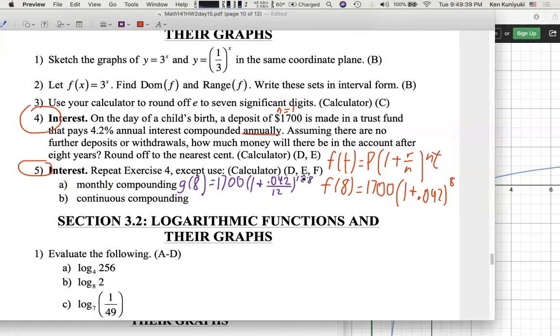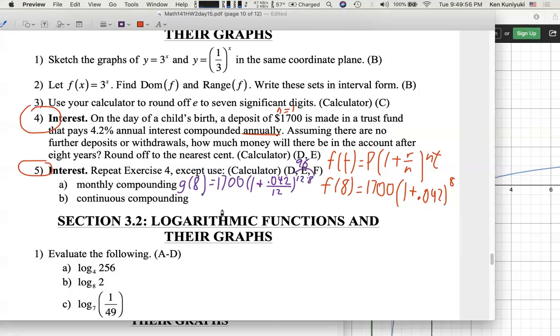In fact, I recommend you do that first. 12 times 8 is 96. Because remember, when students do this in their calculators, they forget to group the exponents. So I recommend you replace that with 96. Okay, so it's a bit different. There are 96 compounding periods in 8 years. And that's the setup for that.